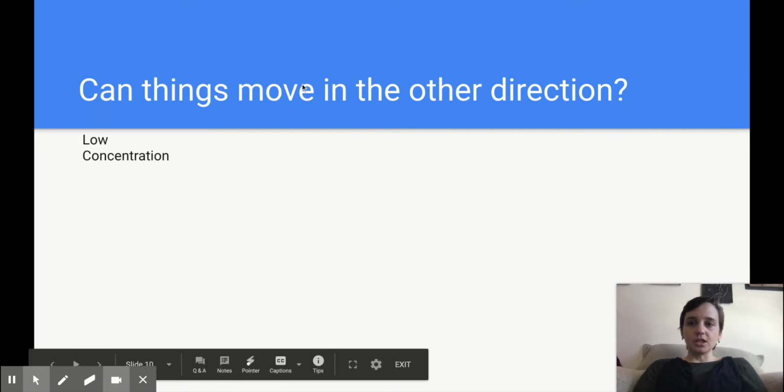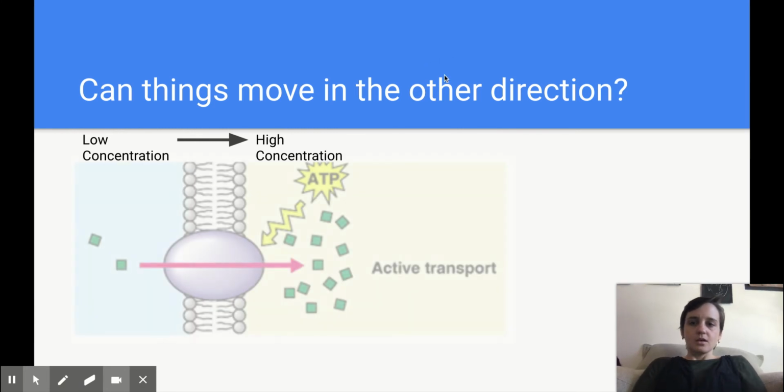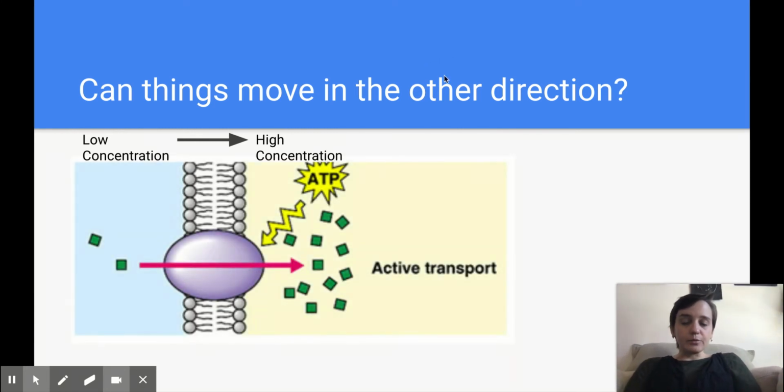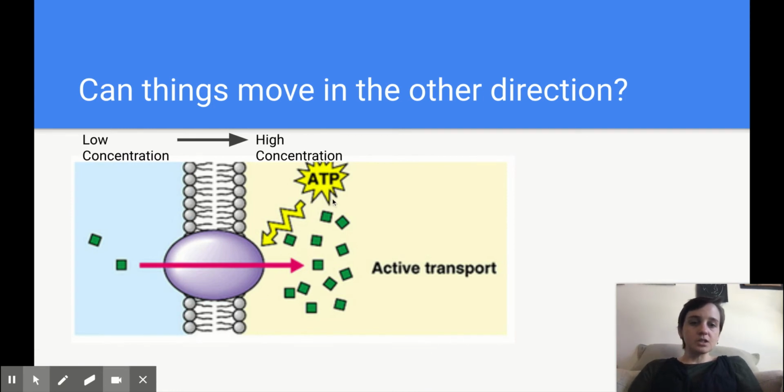The question is, can they move from low concentration to high concentration? Is it possible? Yeah, it is. And we call it active transport. So in this example, we have our cell membrane, we have our protein, and this thing that's low concentration is actually moving through to an area of high concentration. And the reason it can do that is because we add energy.